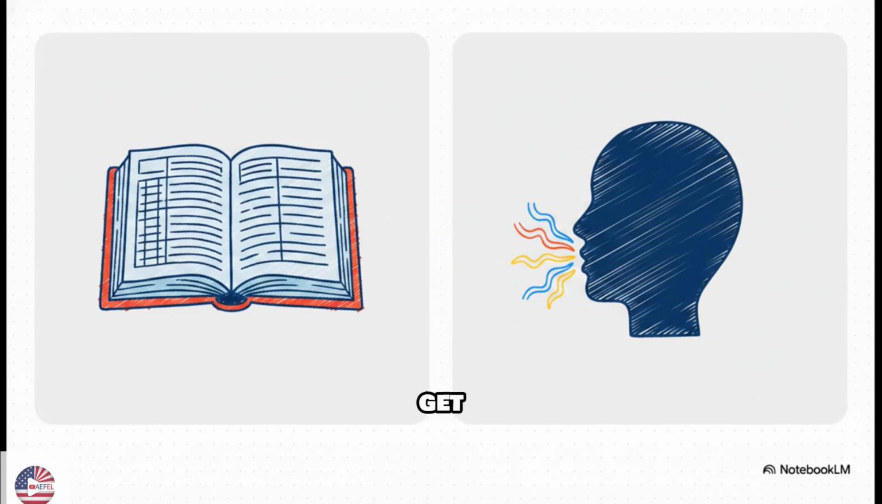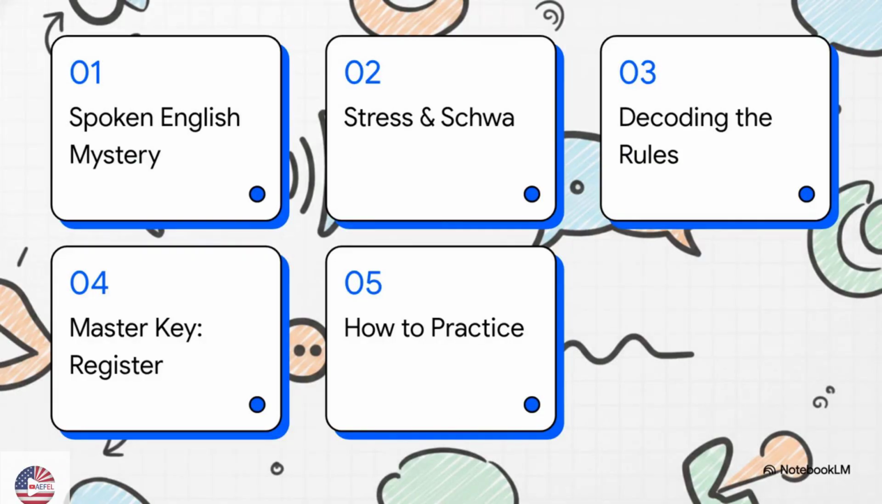But how exactly does the language get from point A to point B? Well, to figure that out, here is our roadmap. First, number 1, the spoken English mystery. Number 2, the engine, stress and schwa. Number 3, decoding the rules. 4, the master key, register. And finally, number 5, how to practice.